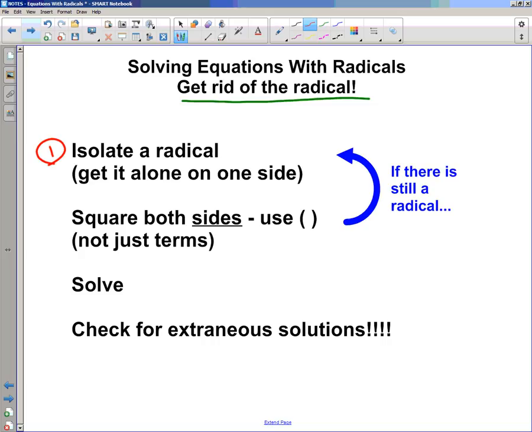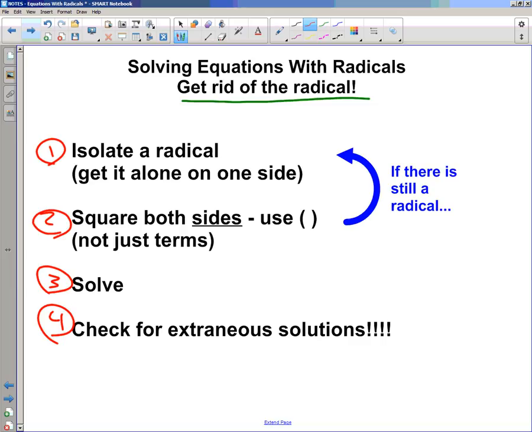All right, step 2. We are going to square both sides of the equation. We're going to put parentheses around both sides of the equation, and we're going to square both sides. Not just the terms, but the actual side itself, and that's where we're going to use our shortcut. Now, here's the deal. That's going to get rid of one of your radicals. Now, if you only have one radical to start with, then you will have no more radicals left. You can go ahead and solve it and check for extraneous solutions. We'll come back and talk about that last step in a minute.